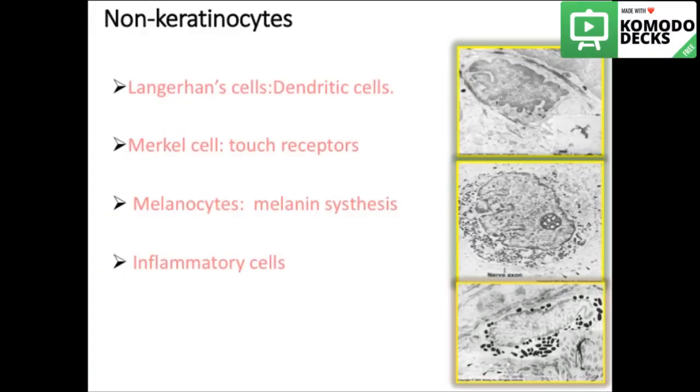These cells can be Langerhans cells, Merkel cells, which are touch receptors, melanocytes, which synthesize the melanin pigment, or inflammatory cells such as lymphocytes.